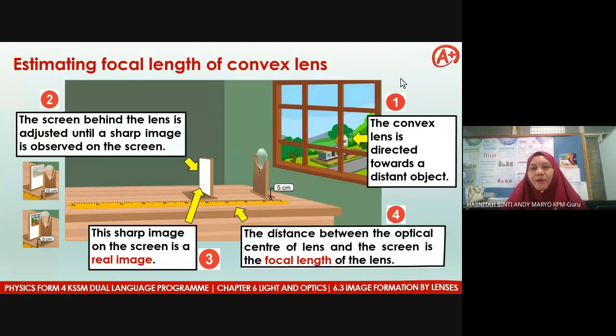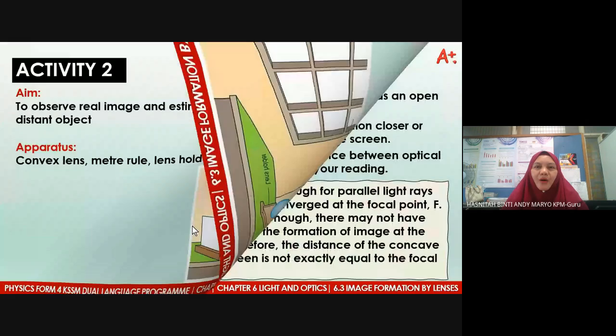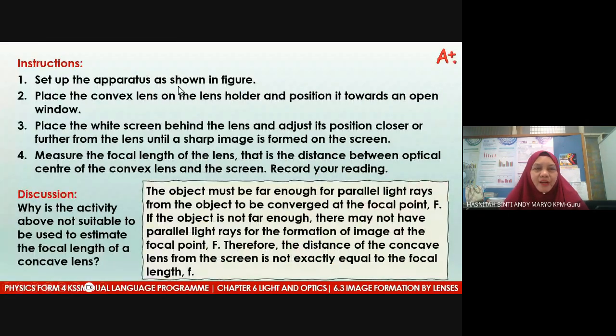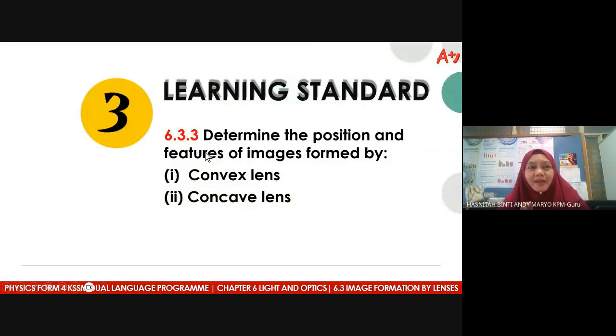This is the activity related to estimating the focal length for a convex lens. Same as before, you need a convex lens, a meter ruler, a lens holder, and a white screen. Later you may read the instructions as well. That is the second activity, the second learning standard, to estimate the focal length by using the four steps, from number 1 until number 4.